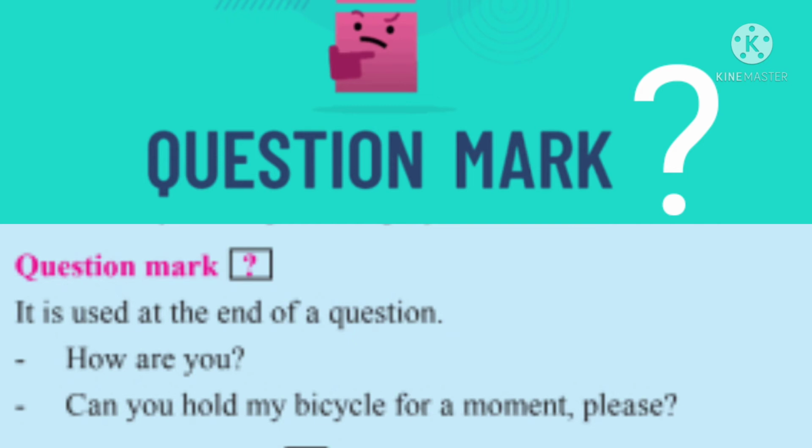Next example we have, can you hold my bicycle for a moment, please? Now students, over here, the person is asking a question, can you hold my bicycle for a moment, and then the person is requesting please. So it's a question for someone. So hence we will put a question mark after the sentence. This is quite easy students. Whenever you identify the sentence as a question, put the question mark at the end of it.